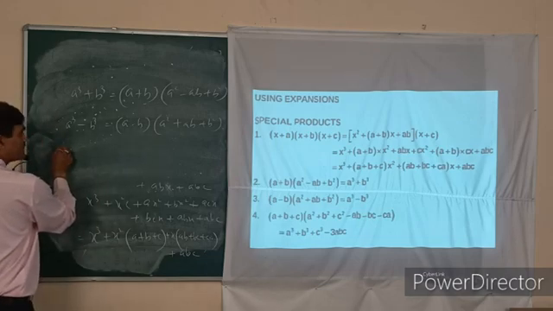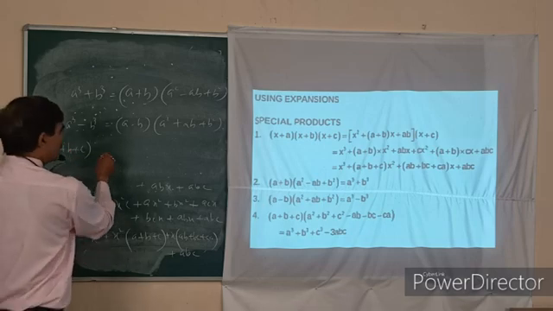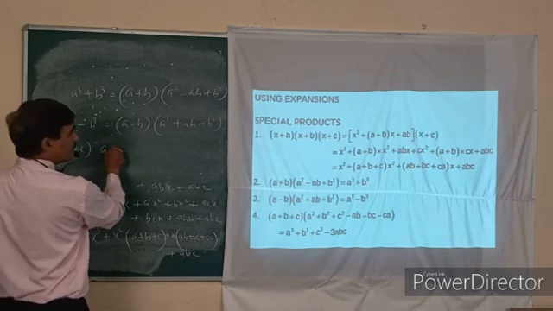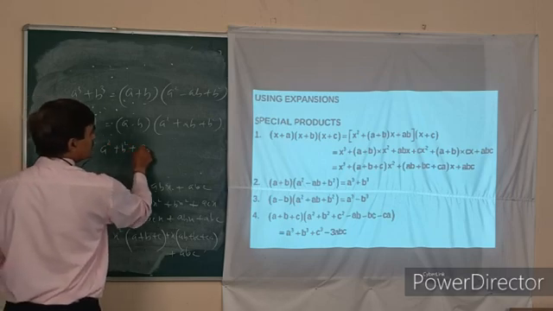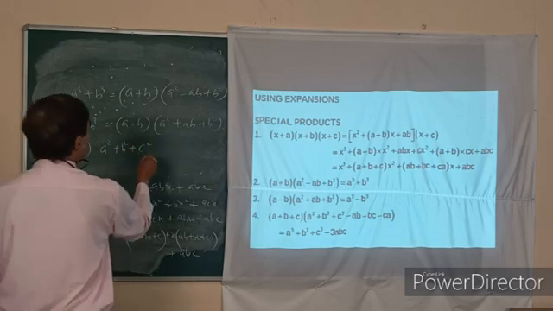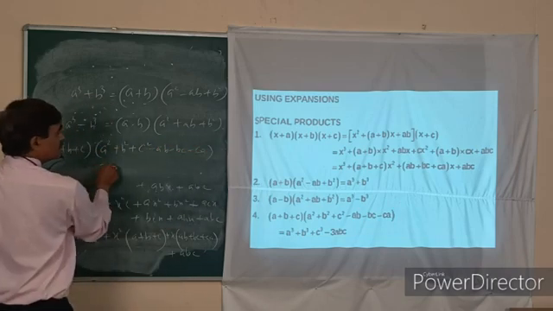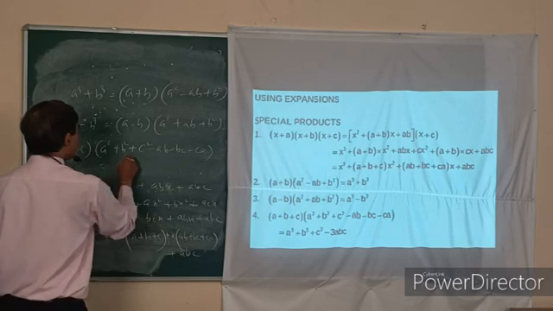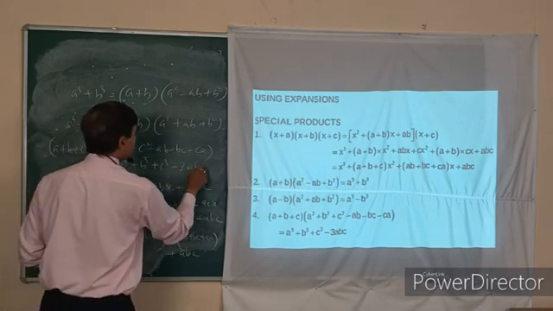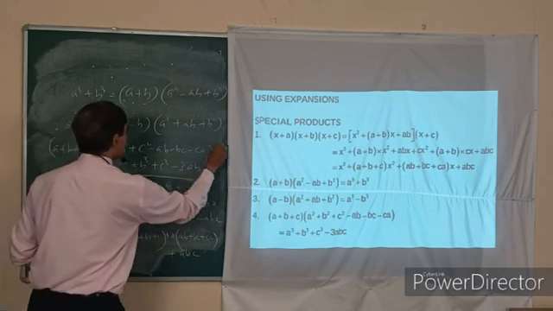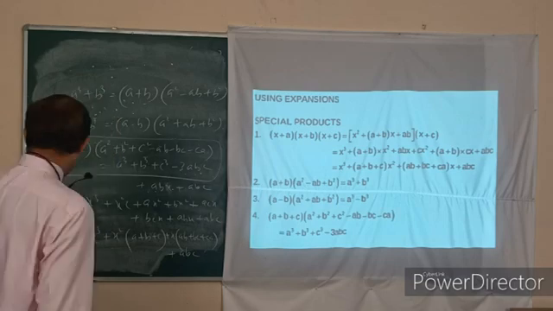Similarly, one more formula is very important: (A plus B plus C) multiplied by (A square plus B square plus C square minus AB minus BC minus CA), then the result will be A cube plus B cube plus C cube minus 3ABC. So this is the result. You can use this formula whenever it is required.